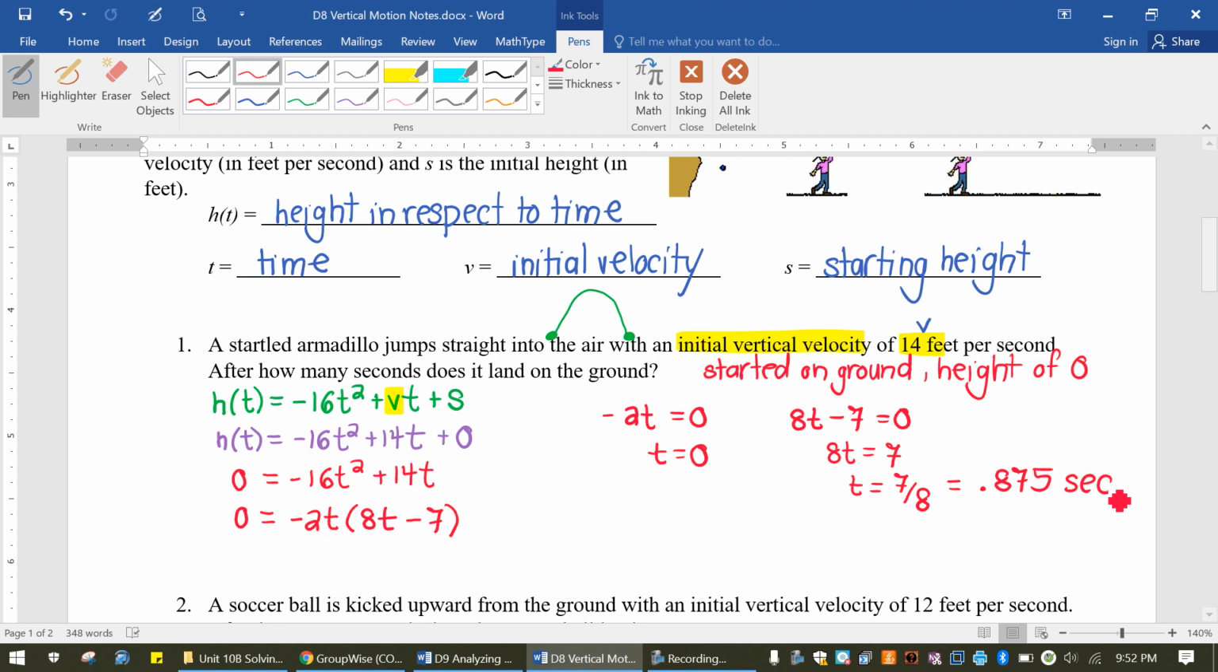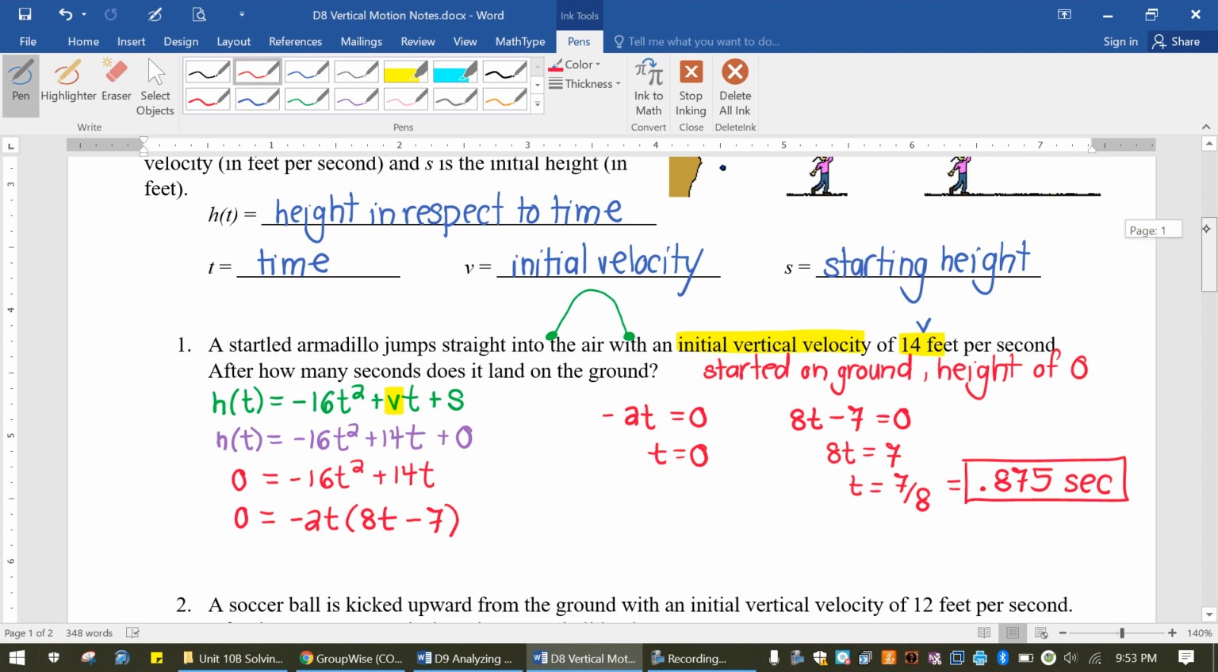And do they both make sense? Yes, because the armadillo was on the ground before it jumped, so that was 0. No time had passed yet, and it jumps into the air and lands on the ground 0.875 seconds later. So that is the answer to how many seconds until it lands on the ground.